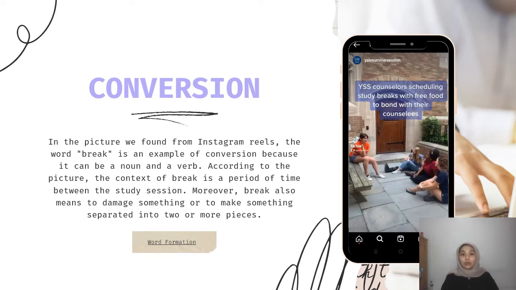Next is conversion. In the picture we found from Instagram Reels, the word break is an example of conversion because it can be a noun and a verb. According to the picture, the context of break is a period of time between study sessions. Moreover, break also means to damage something or to make something separated into two or more pieces.